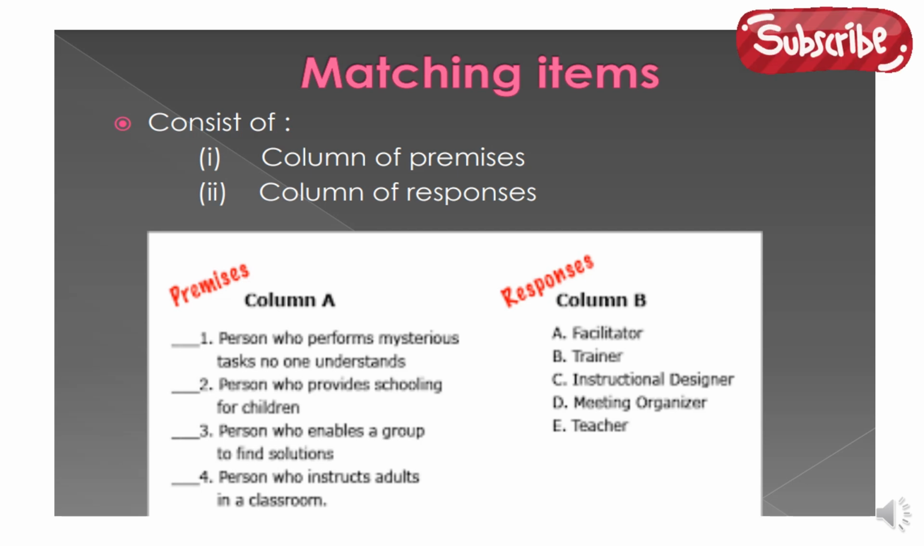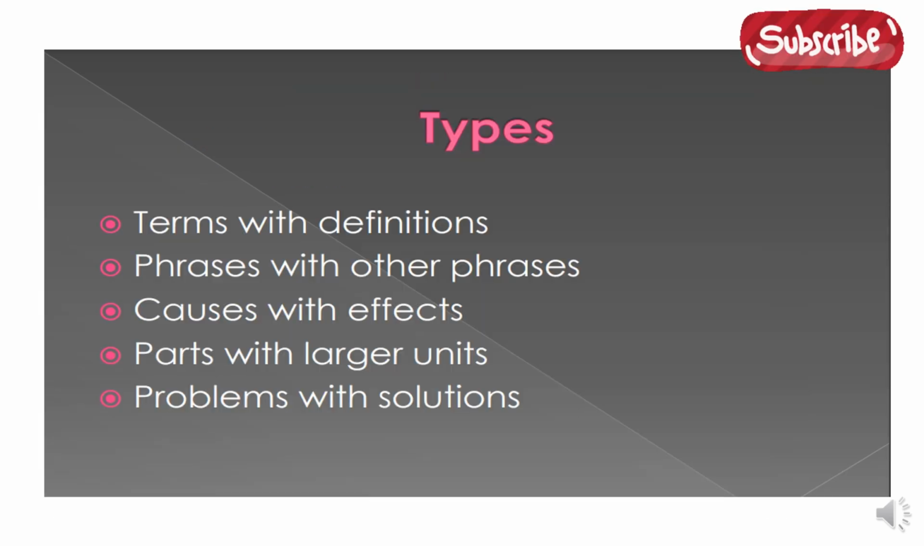Now there is the matching item. There are two columns. The first column is premises. The second column is responses. So a person, the reader or the test attempter, can easily match the columns. What are the types? Terms with definitions, paraphrases with other phrases, causes with effects, parts with longer units, and problems with solutions.